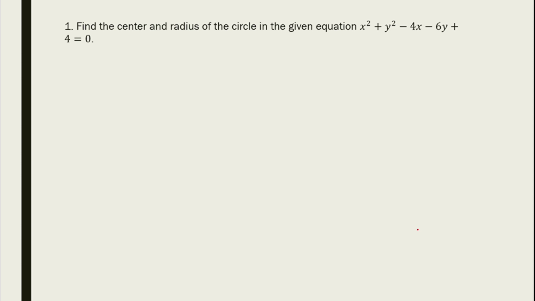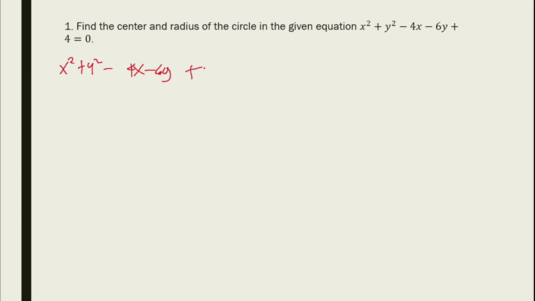We have here completing the square, and we have to check it by the formula that we derived a while ago. So in completing the square, the given equation is x squared plus y squared minus 4x minus 6y plus 4 is equal to 0.